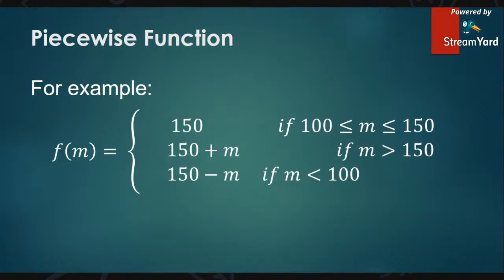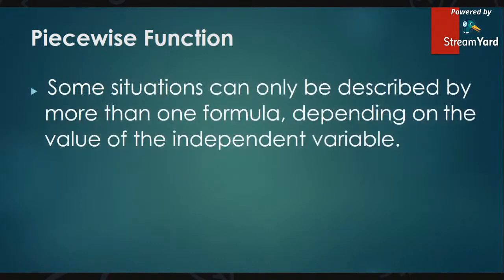Okay, so magbigay tayo ng example. So some situation can be only described by more than one formula depending on the value of the independent variable. So yung independent variable na tinatawag dyan yung x natin. Kasi siya yung nakapag-iisa. Si y, hindi natin makukuha yung value ng y without x. So siya yung tinatawag na dependent variable. Independent, nakapag-iisa. Dependent, hindi nakapag-iisa sa Filipino.